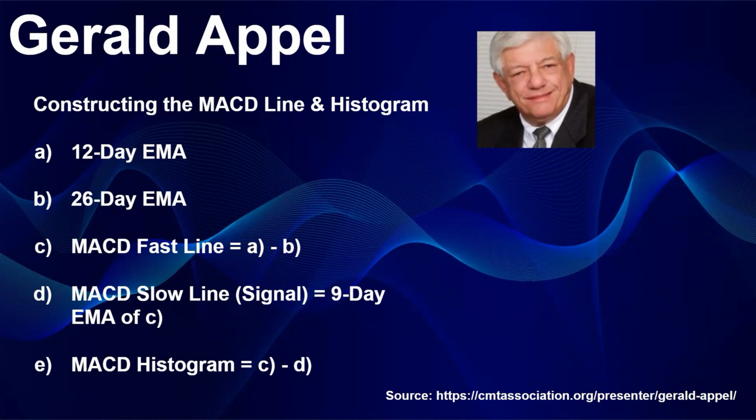There are 5 items required to construct the MACD line and histogram. The formula is also mentioned here. A, the 12-day EMA. B, the 26-day EMA. C, the MACD fast line, which is the difference of A and B. D, the slow line, which is a 9-day average of point C. And last but not least, E, the MACD histogram, which is the difference of point C and D.